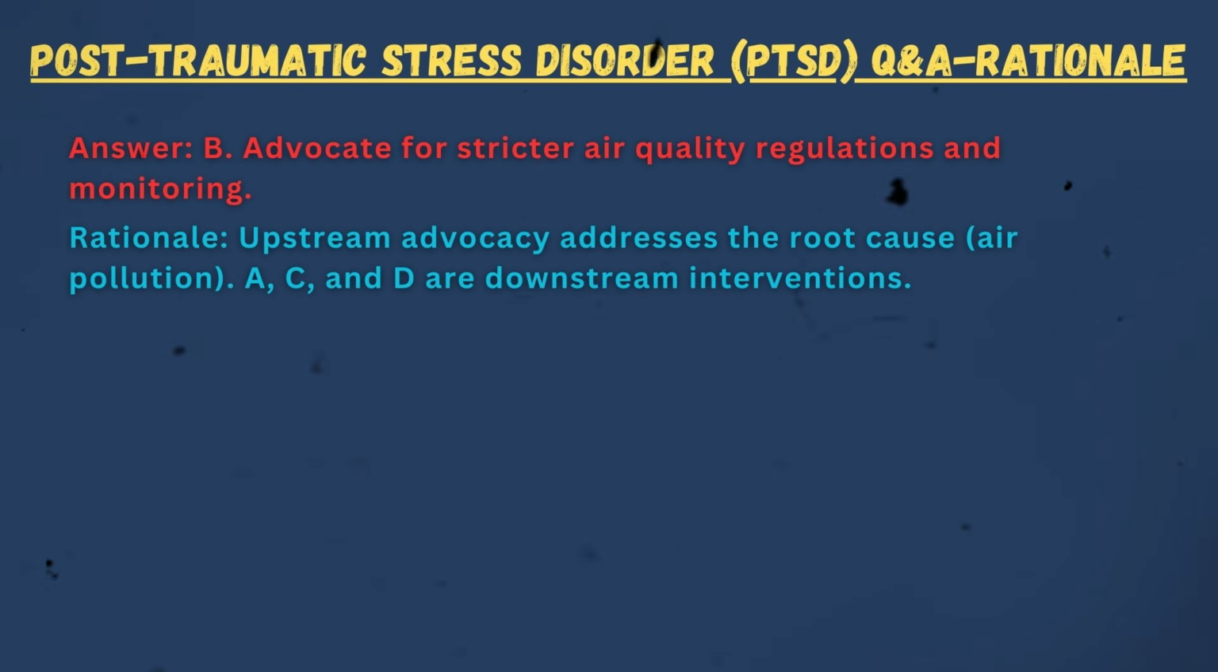Answer. B. Advocate for stricter air quality regulations and monitoring. Rationale. Upstream advocacy addresses the root cause, air pollution. A, C, and D are downstream interventions.